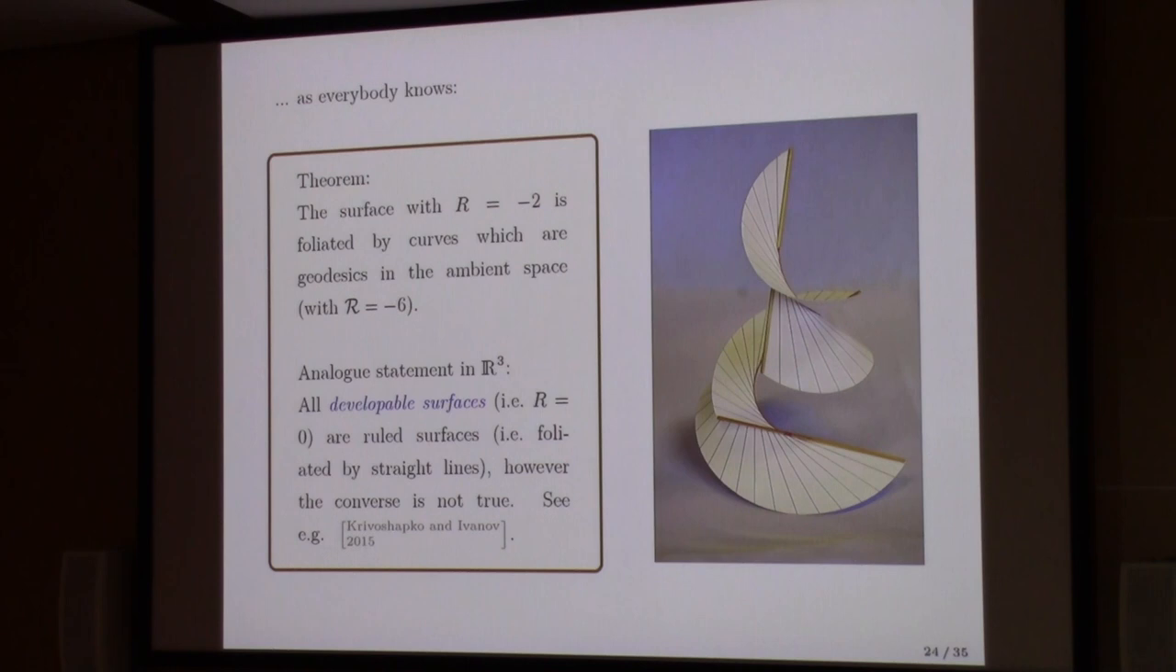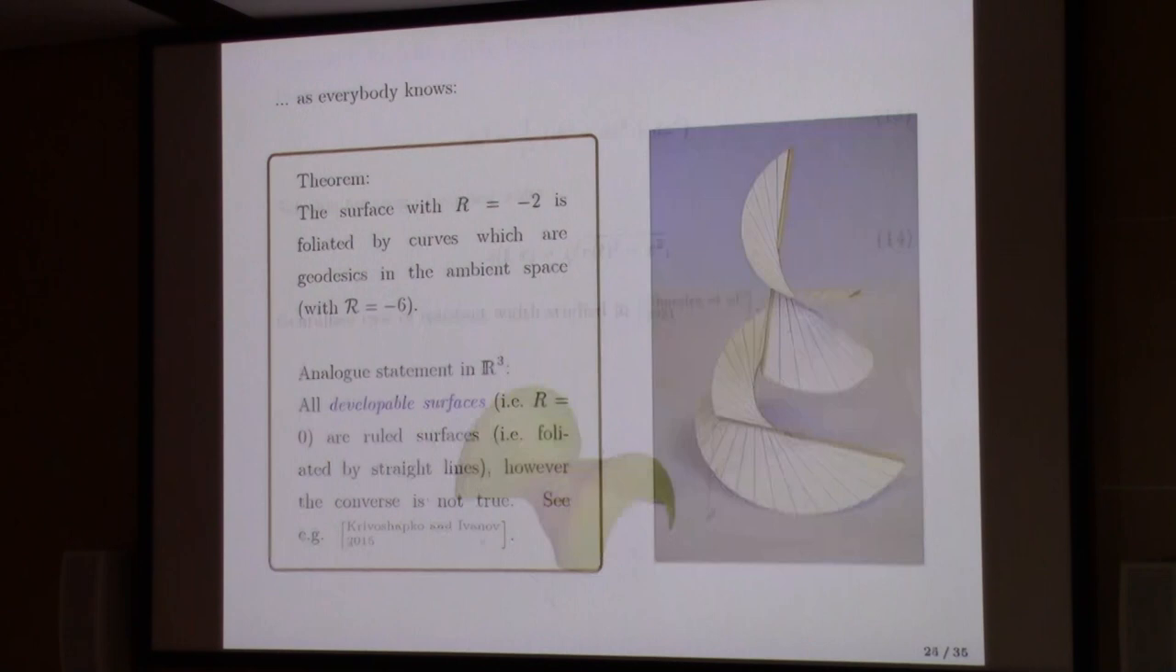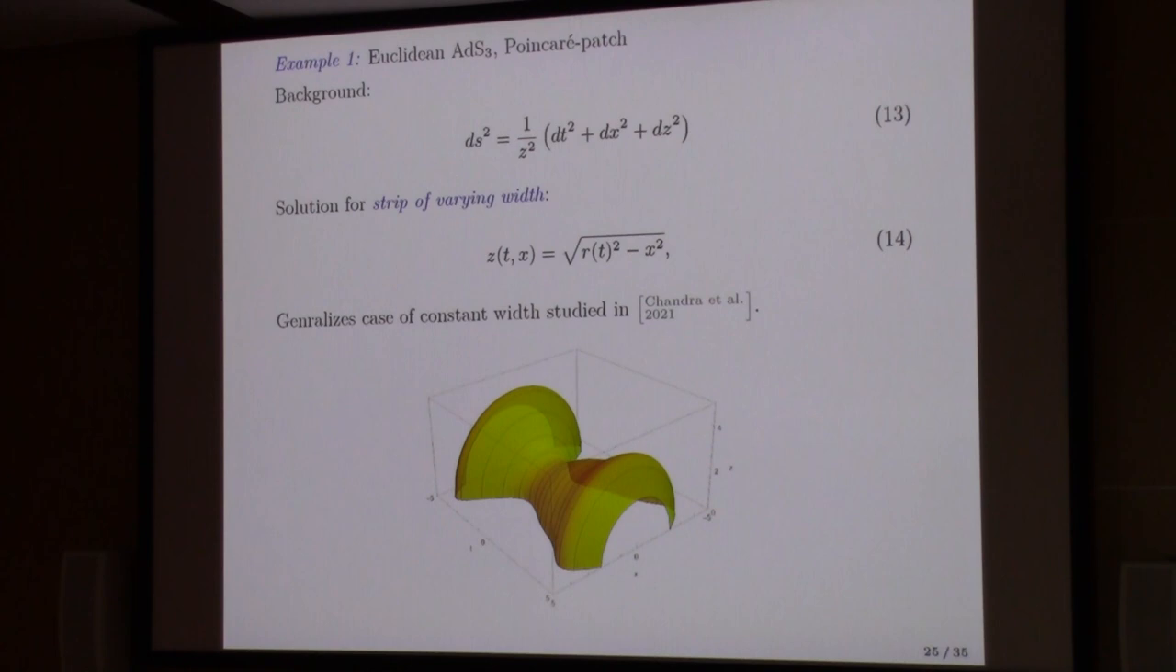And then what we need is nothing but the AdS generalization of this statement. So you can prove a theorem that the surfaces that we are looking at with R equals -2 are foliated by curves which are geodesics in the ambient space where curvature is -6. So with that knowledge, you can easily construct solutions to these more complicated general equations, even in the absence of translation invariance in X. So for example here we still have this Euclidean AdS3 background with this line element. Now we can write out this surface here. Automatically we know it will satisfy these equations of motion that we derived, and obviously even in the case where the translation invariance in X is broken. So this is very, very convenient, and I have a number of these examples.